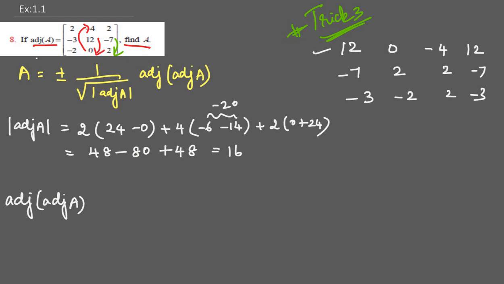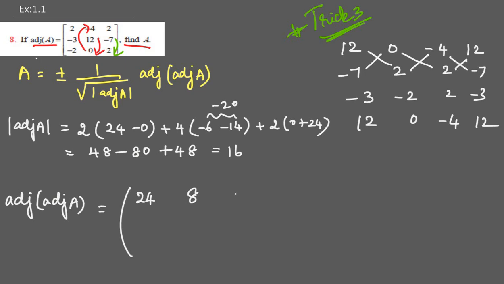First, repeat the first row. That is coming to the second column again. We get 12, 0, minus 4, 12. That's all. Now, this is equal to, adj is equal to 12 into 2, 24 minus 0. So 24. 0 plus 8, 8. 28 minus 24. 28 minus 24 is equal to 4.